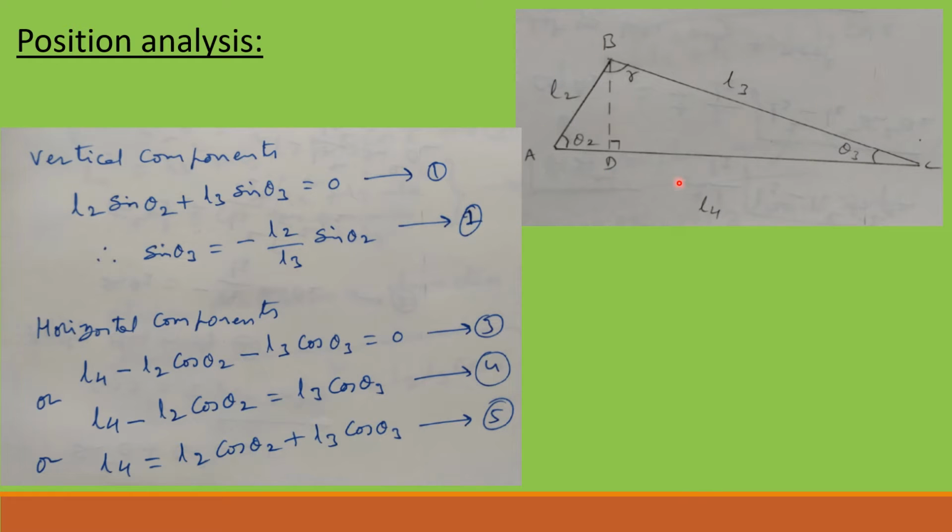From the same triangle, the horizontal components can be written as L4 minus L2 cos theta 2 minus L3 cos theta 3 equal to 0. Let us call that equation number 3. Equation number 3 can be written as L4 minus L2 cos theta 2 equal to L3 cos theta 3. Let us call that equation number 4. Or it can also be written as L4 equal to L2 cos theta 2 plus L3 cos theta 3. That is length L4 in terms of L2 and L3 and theta 2 and theta 3.